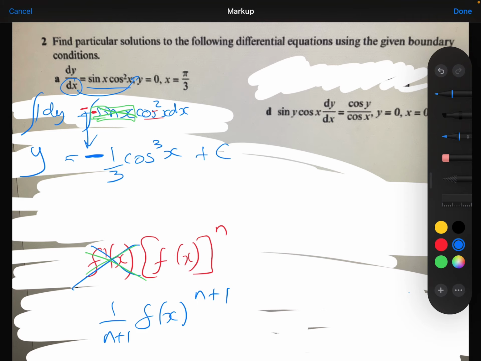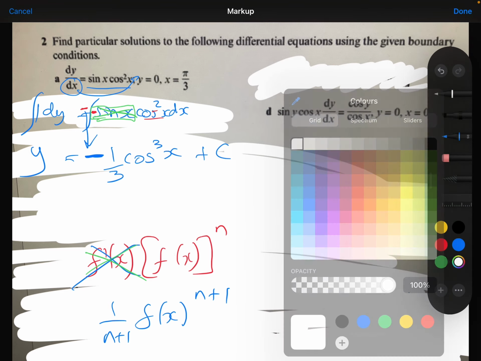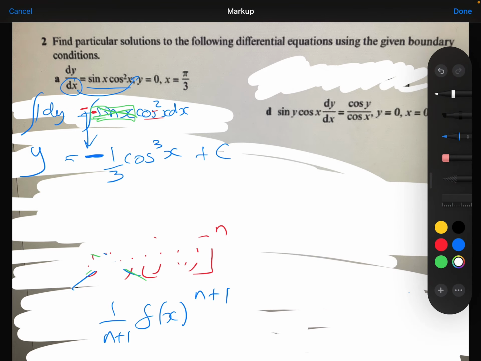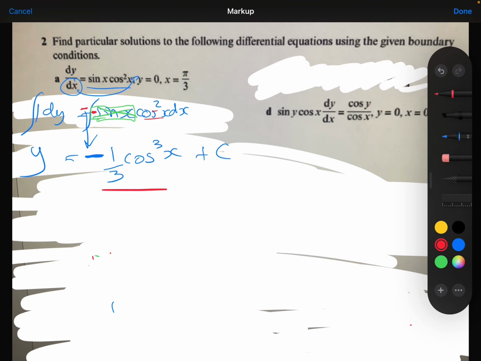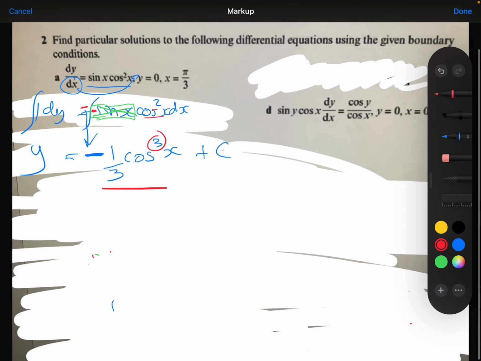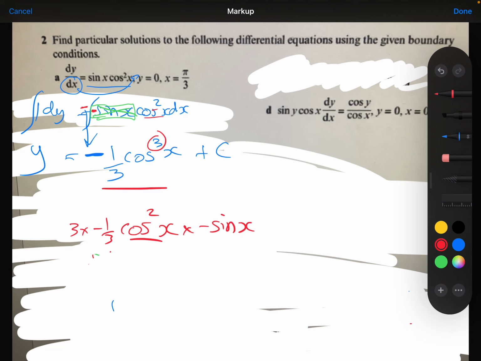And if you wanted to check that to make sure that was correct, you can differentiate it. If I differentiated this, I'd have to times by the 3 first. So 3 times minus 1/3 times cos, that would be squared now, taking 1 away from that power. And then we have to multiply by the derivative of the inside function. So the derivative of cos is minus sine.